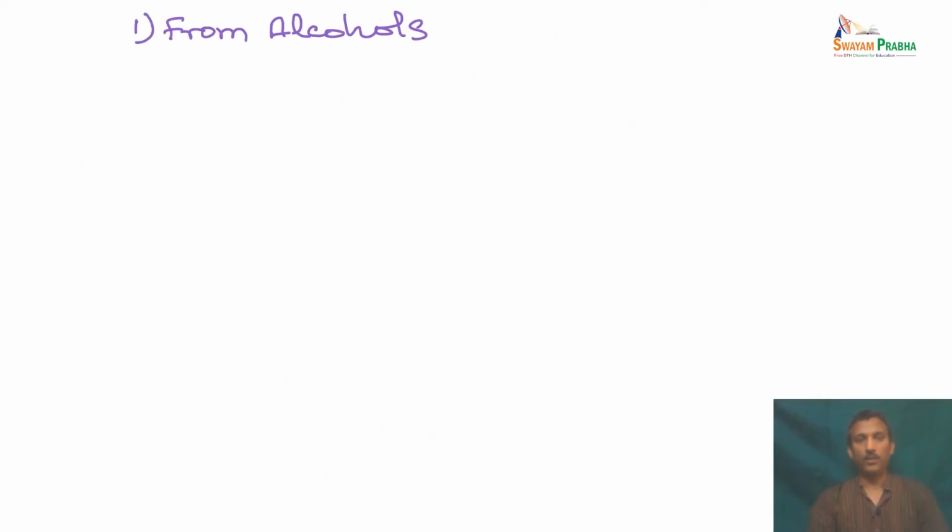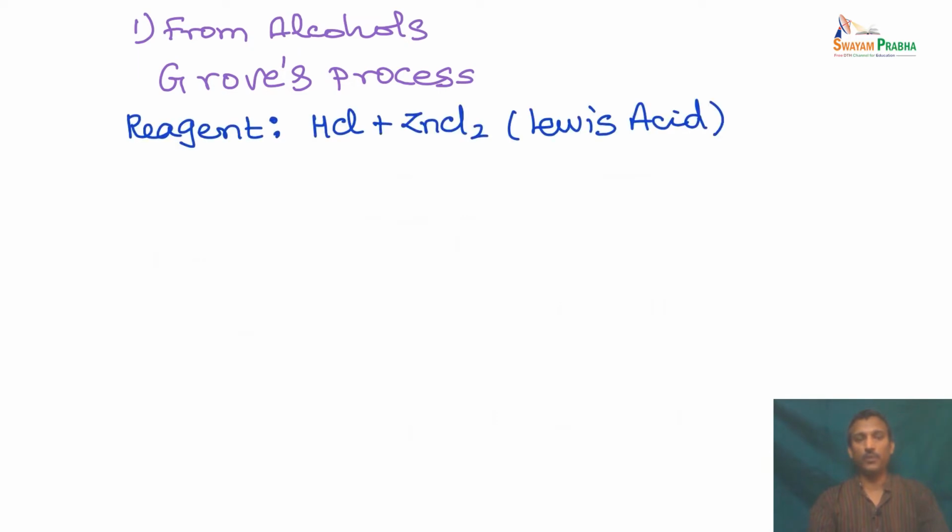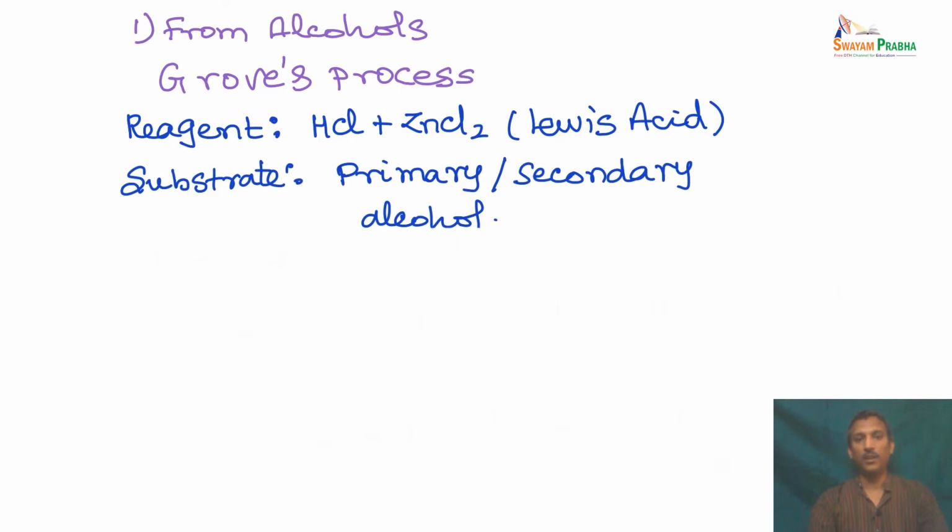Okay, let us look at the synthesis of alkyl halides from alcohols. So this is the first method which we are going to study now. The method is called Groove's process. In this particular process, the reagent used is basically hydrogen chloride, hydrochloric acid, and zinc chloride, which is a Lewis acid. The substrate is basically primary or secondary alcohols. So this reaction is applicable for the synthesis of alkyl halides from primary or secondary alcohols.